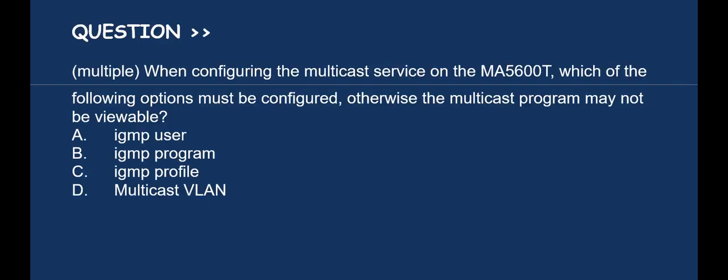Next one, when configuring the multicast service on the MA5600T, which of the following options must be configured? Otherwise, the multicast program may not be viewable. Option A, IGMP user. Option B, IGMP program. Option C, IGMP profile. Option D, multicast VLAN. The correct answers are option A and D.